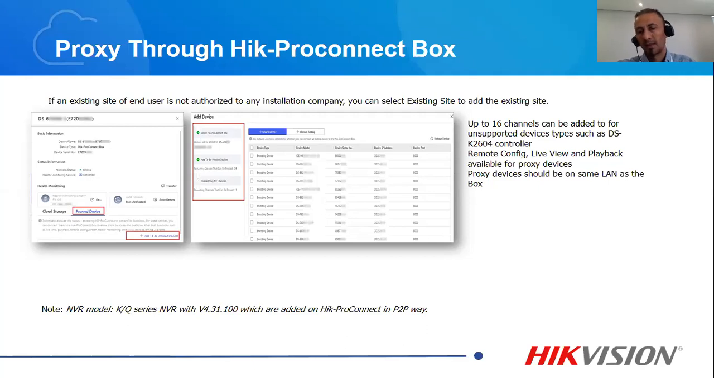But remember, those particular devices need to be on the same LAN network. Okay, so it cannot be offsite. So remember, the NVRs have to be the K or the Q series, and the version needs to be higher than 4.31, and then you can add it via P2P.